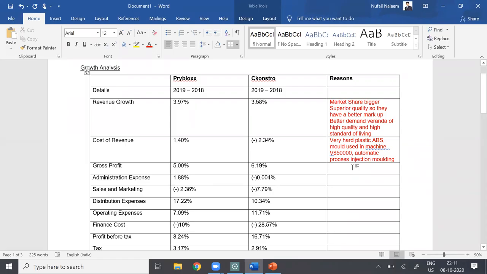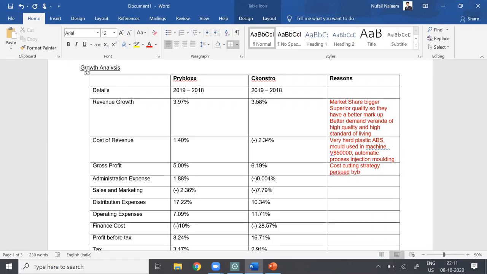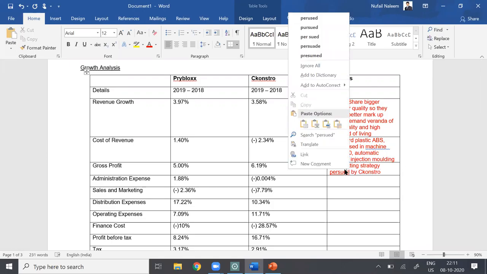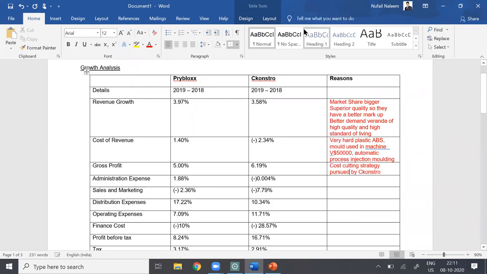Correct. Can I just mention cost-cutting strategy they have taken, yes or no? Agree or not agree? Because completely cost-cutting strategy pursued by Kronstro. Pursued by which company? Kronstro, because they are always going with the cost-cutting strategy. So that looks good. Even if you see administration expense, so we have 1.88, they are 0.44.